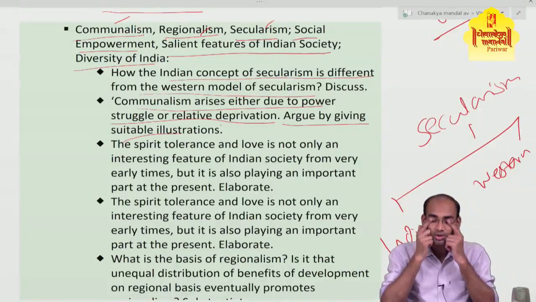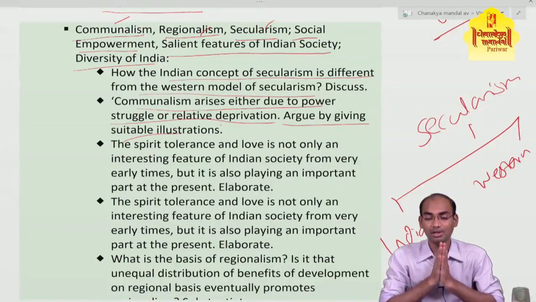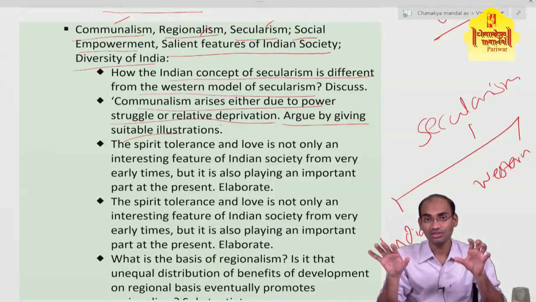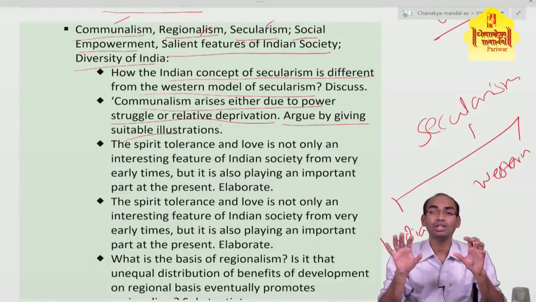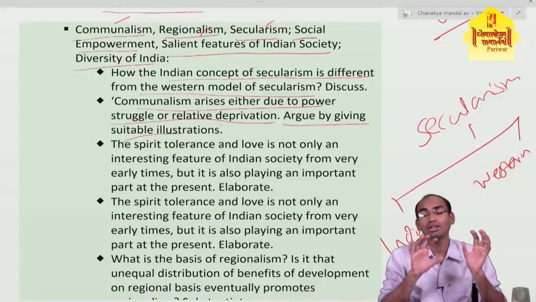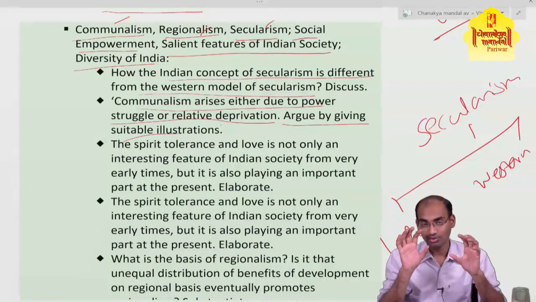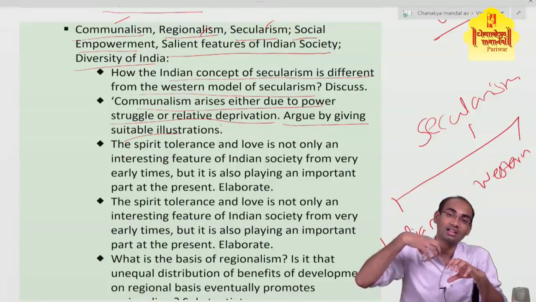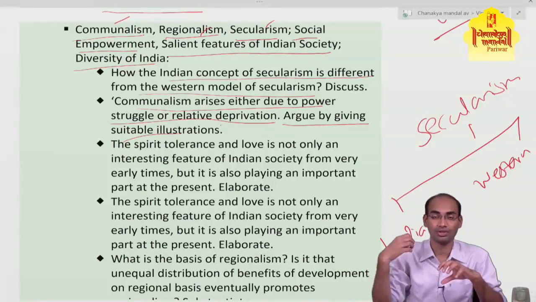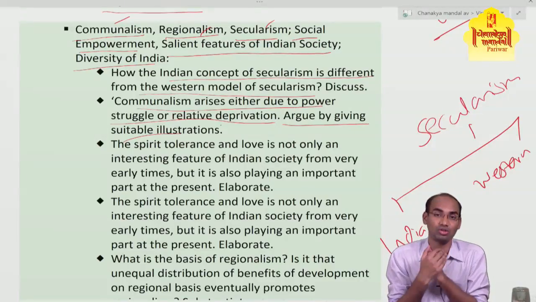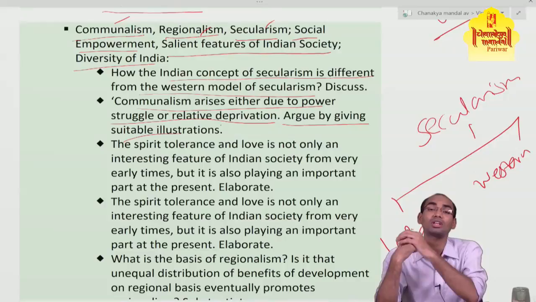Here what they are saying is that communalism arises either due to power struggle or relative deprivation. It means there are many sections in society who are looking to get hold of power, or there is one section that is stronger than the other and has taken control of every aspect of society, and now one section has become a minority. This leads to communalism.